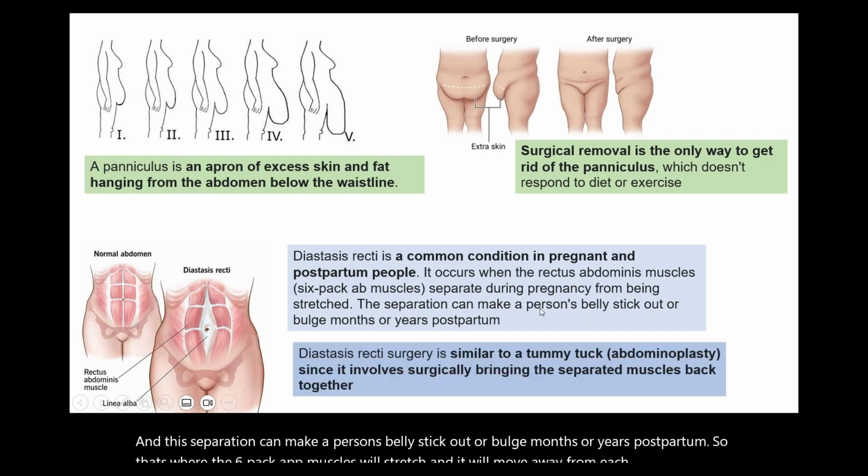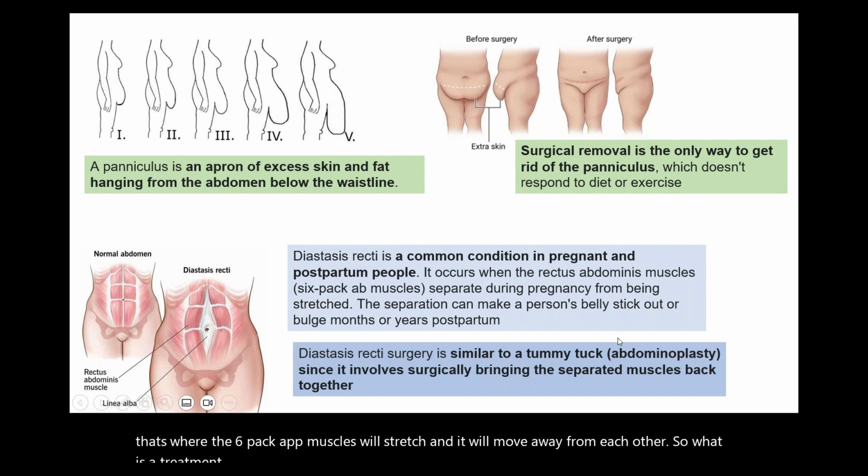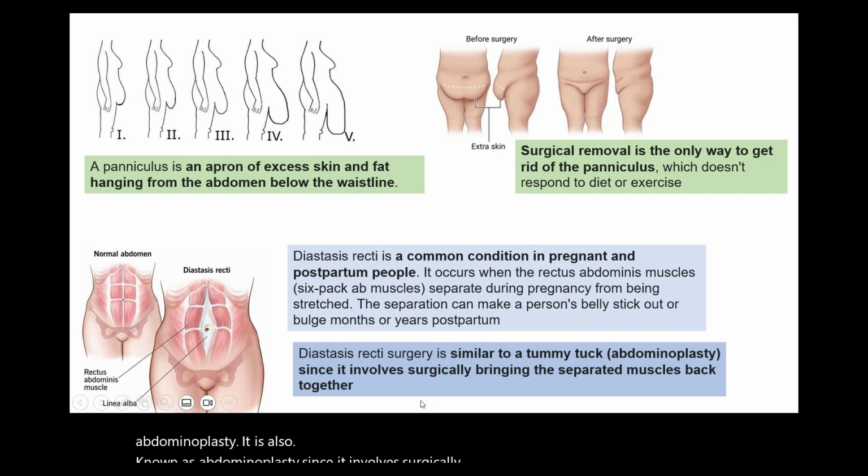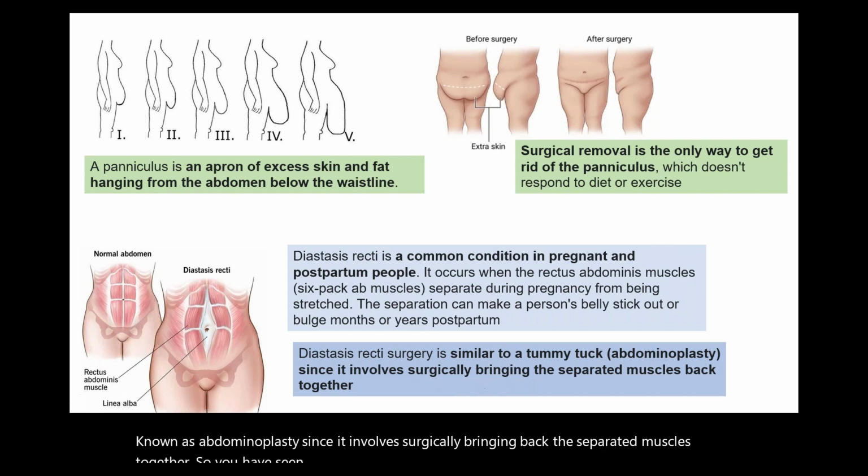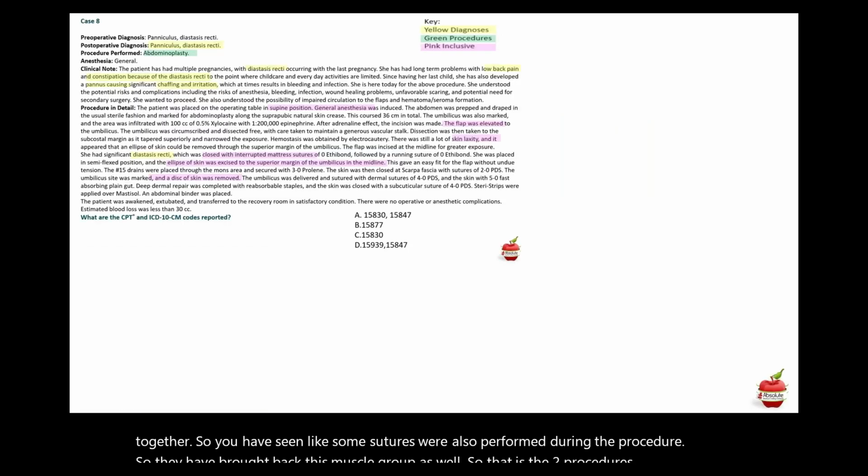So, what is a treatment option? Diastasis recti surgery, which is similar to the tummy tuck, or abdominoplasty. It is also known as abdominoplasty since it involves surgically bringing the separated muscles back together. So you have seen that some sutures were also performed during the procedure, so they have brought this muscle group back as well. So those are the two procedures which were performed in our scenario.